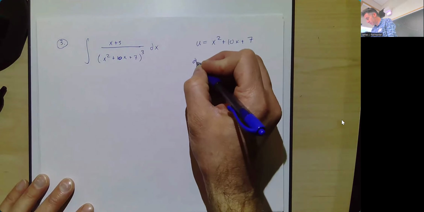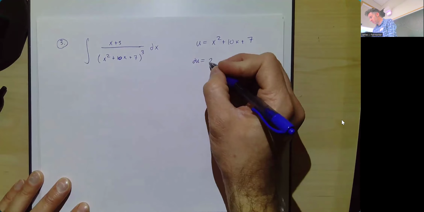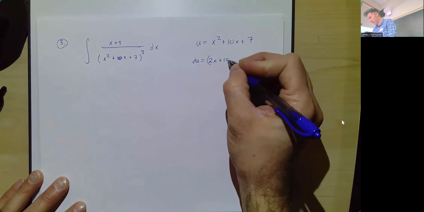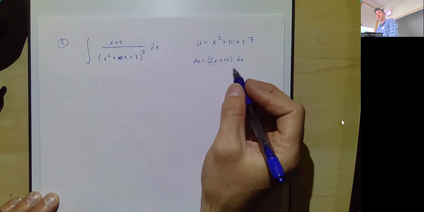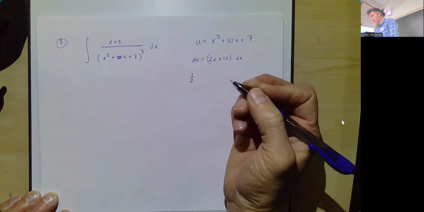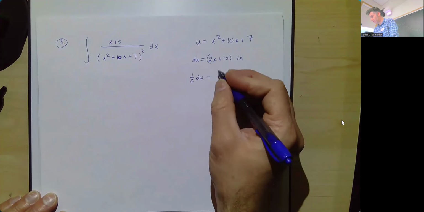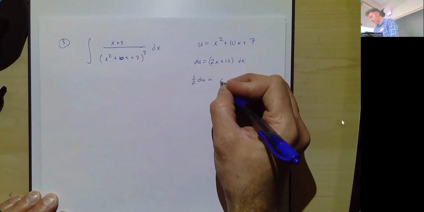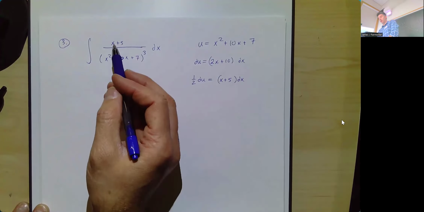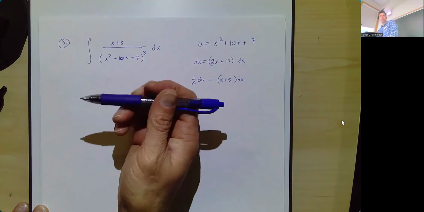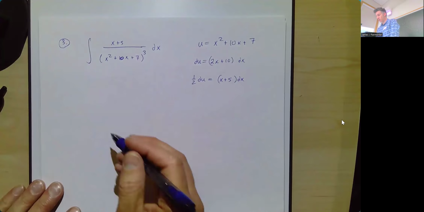So then du here is going to be 2x plus 10 times dx. Now, do I exactly have that? No, but I have a multiple of that. So you can go one of two ways. Some people, me probably, would multiply both sides by 1/2: 1/2 times du equals 1/2 times 2x plus 10 dx, which is x plus 5 dx. Some other people would actually multiply by 2 up here and times 1/2 out here to make it work that way. Either way is fine.